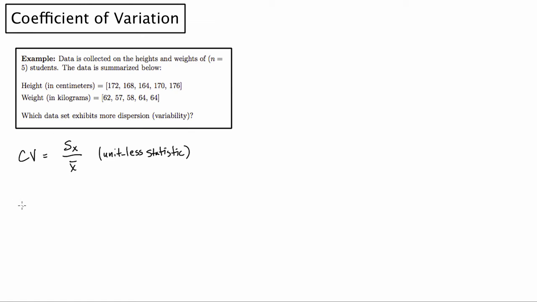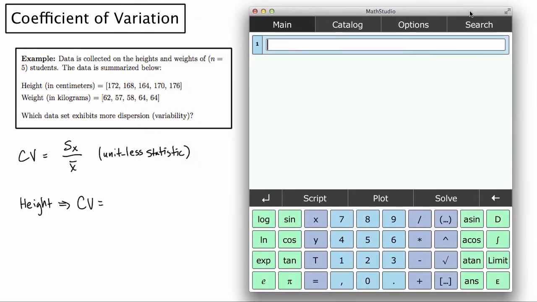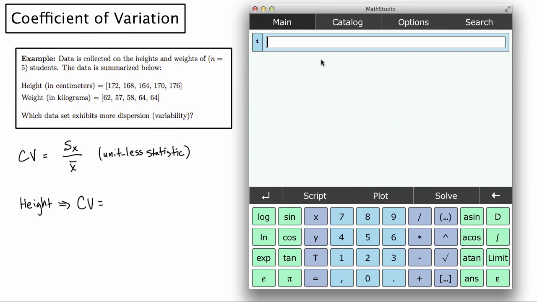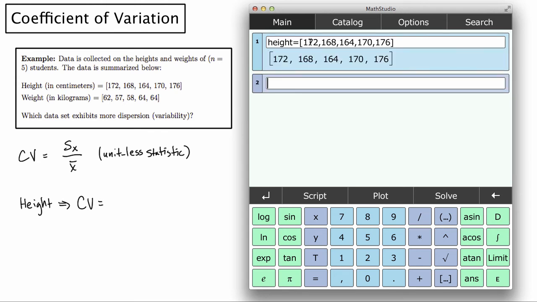So let's just talk about the heights first. I'm going to calculate the CV for height. In order to do this, I'm going to do a lot of the legwork in the calculator so we don't have to continue to do this by hand. I want to start with the standard deviation. I'm going to name my set height. So my height is going to be equal to, and then let's put the data in, 172, 168, 164, 170, 176. So there's my height data set.